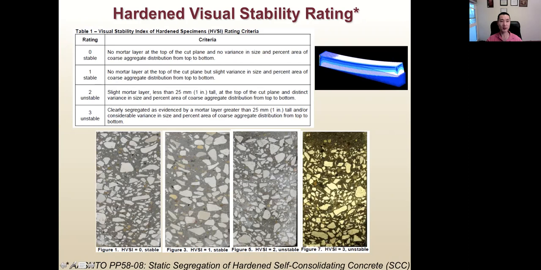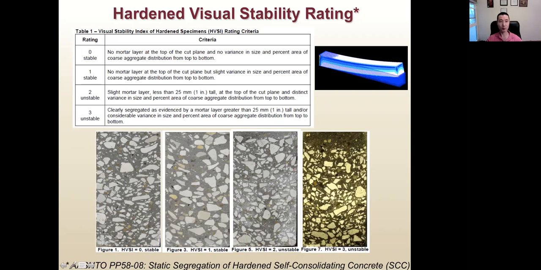Stage 0, stable, means there's no mortar layer at the top of the plane and no variation in size and percentage of coarse aggregate. Stage 2 means we have a slight mortar layer, less than 1 inch in thickness, and a distinct variance in the size and percentage areas of coarse aggregate distribution from top to bottom. Based on this criteria, we can also give a stability reading from 0 to 1, which is stable.